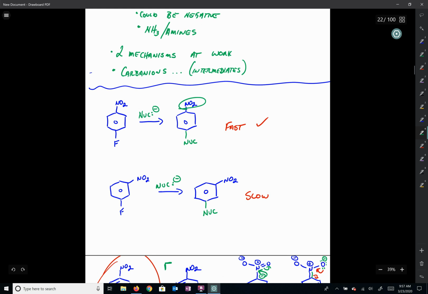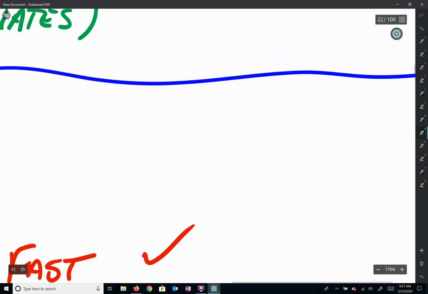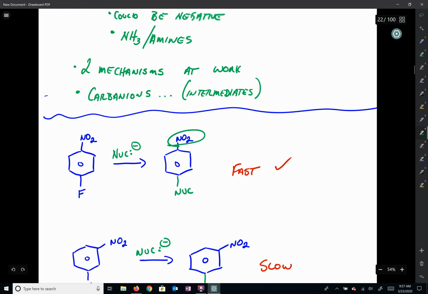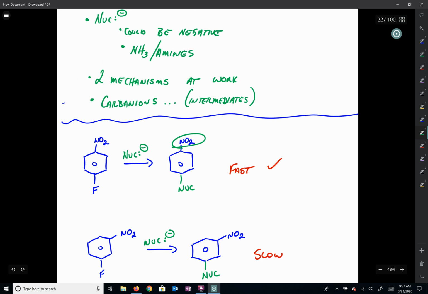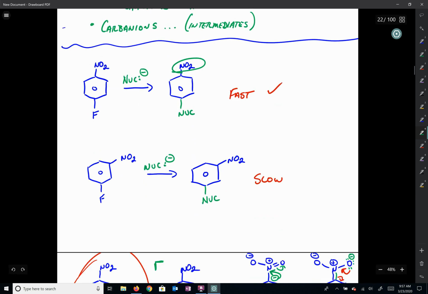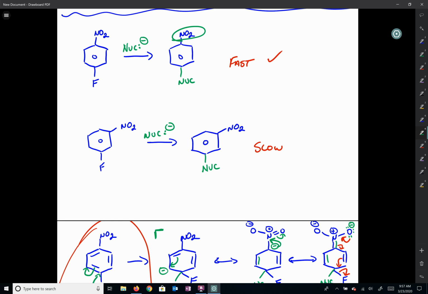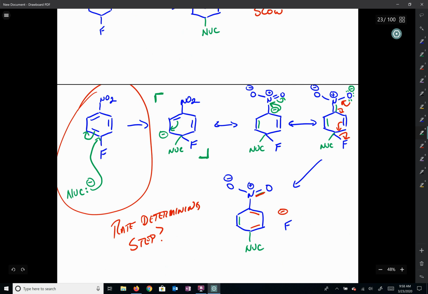Why is it important to have electron... Whoa. I'm sorry about that. It's kind of disorienting. But anyway, so why is it important to have electron withdrawing groups on the ring? Well, there's a couple of reasons for it. First, we're trying to bring in a nucleophile, so something with a negative charge, or a partial negative charge at least. And so if we have a very electron-rich pi cloud, this reaction is just not going to work. Negatives are going to repel negatives. The second reason is to stabilize the intermediates there.